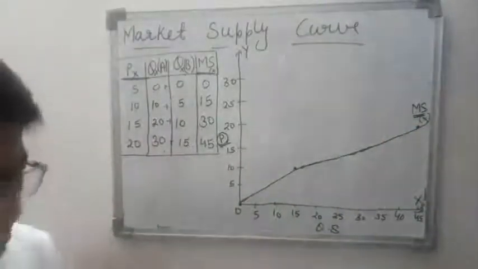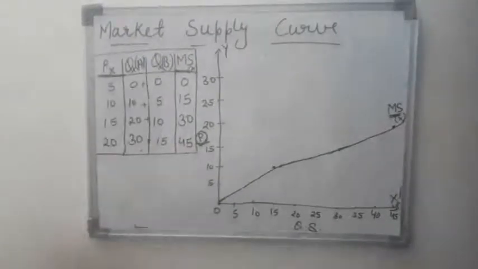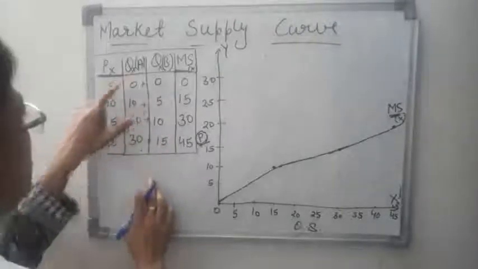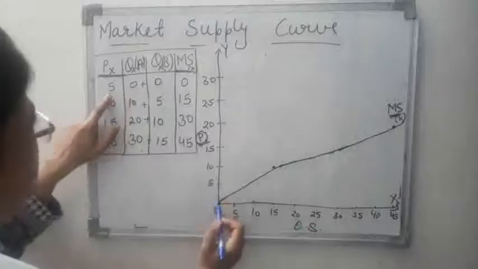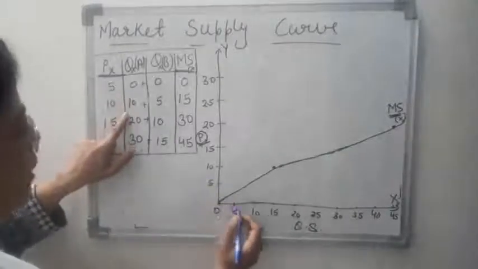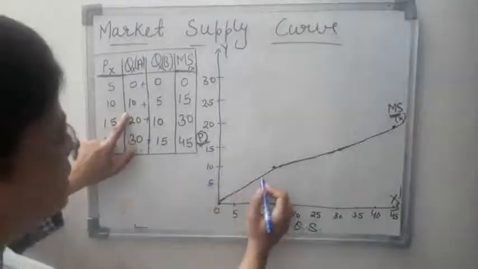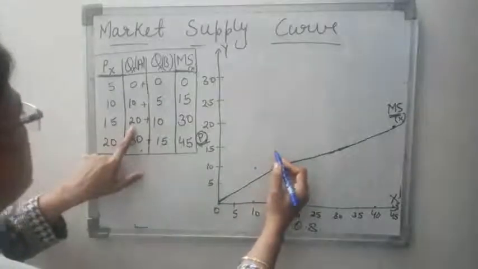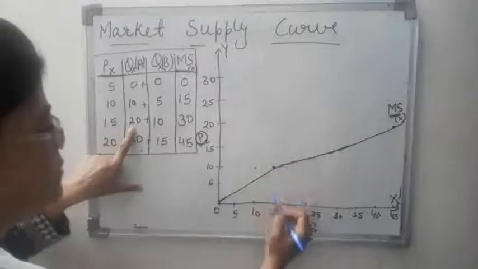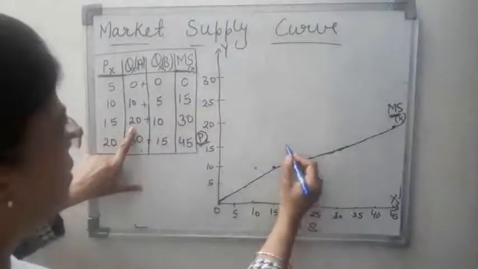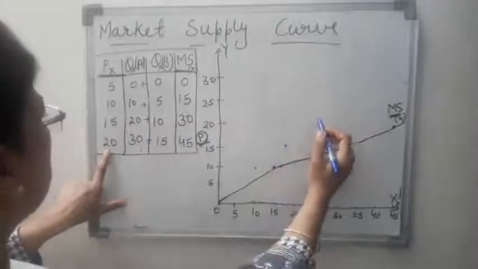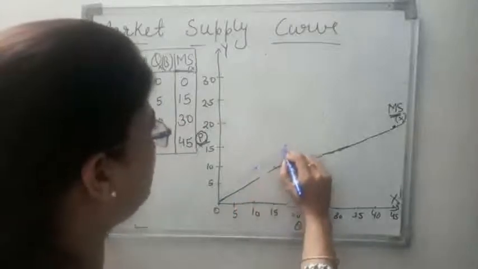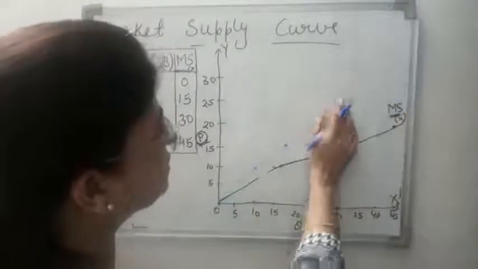Here I can also make the individual supply curve. It will be easy for us to make the individual supply curve of A. As we know, when price is 10, quantity is 10. When price is 15, the individual supply of firm A is 20, and when price is 20, it is 30. When we join all the points, we will get a curve like this.